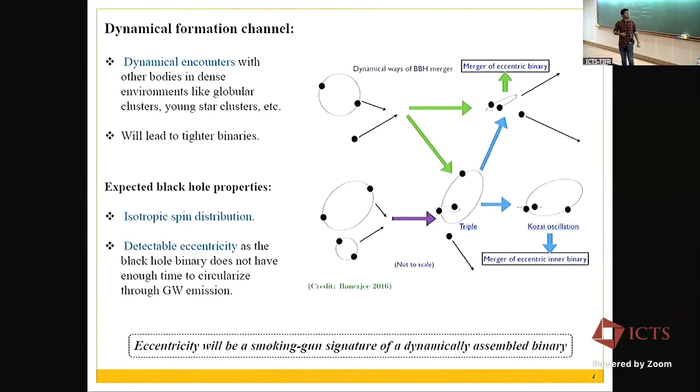Second, there may be detectable orbital eccentricity in them, because these inspirals, these black holes are formed so close to each other that they don't have enough time to radiate away their eccentricities due to gravitational waves. So therefore, eccentricity is important. If we detect an eccentric merger, it will be a smoking gun signature of a dynamically assembled binary, and we will learn a lot about how these black holes form in the universe.